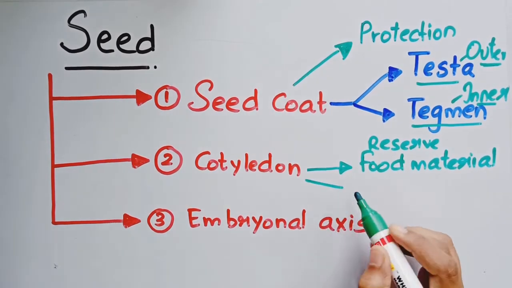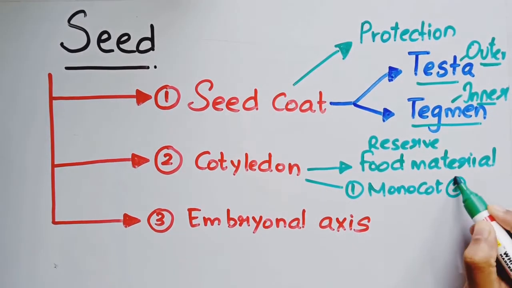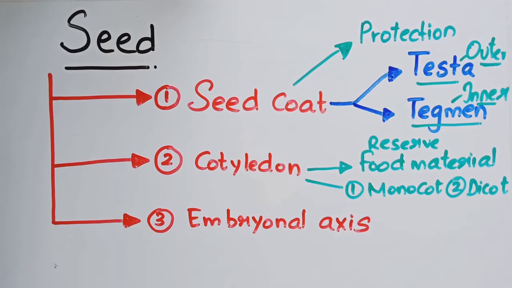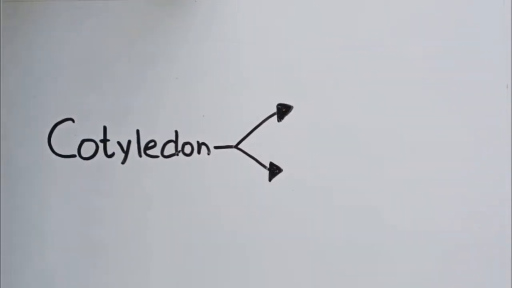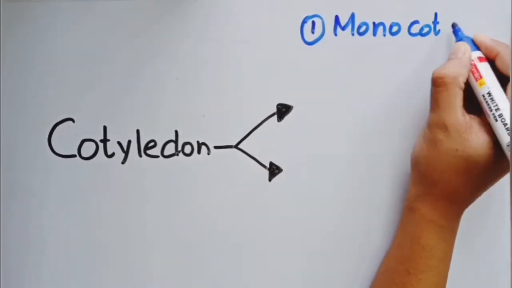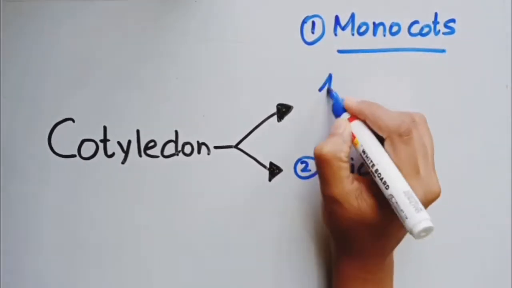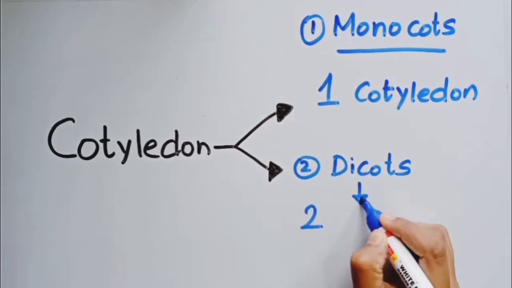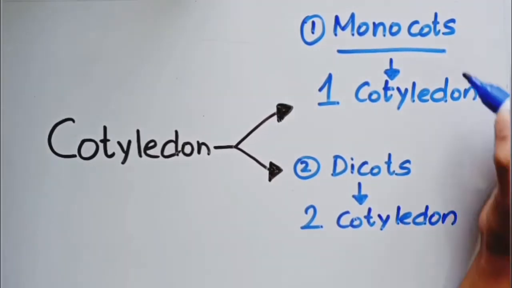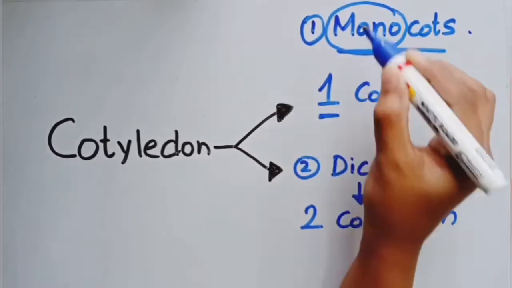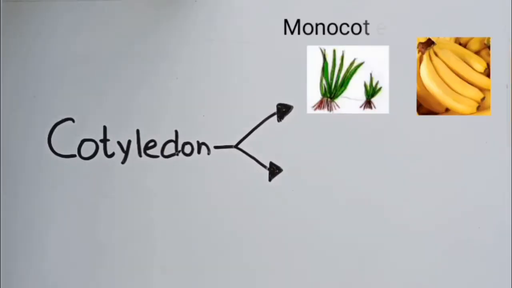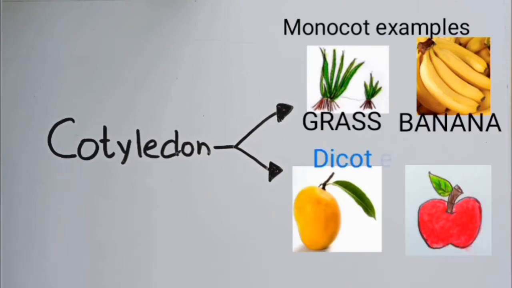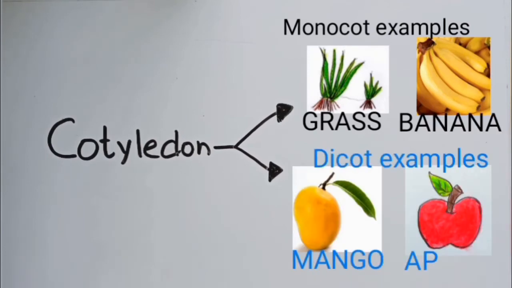It provides nourishment. There are two types, monocots and dicots, based on the cotyledon. We have learned about cotyledon. It is a reserve food material. It provides nourishment for the developing embryo. Monocot has one cotyledon, dicot has two cotyledons. The term mono means one cotyledon and di means two cotyledons. Monocot examples are grass and banana. Dicot examples are mango and apple.